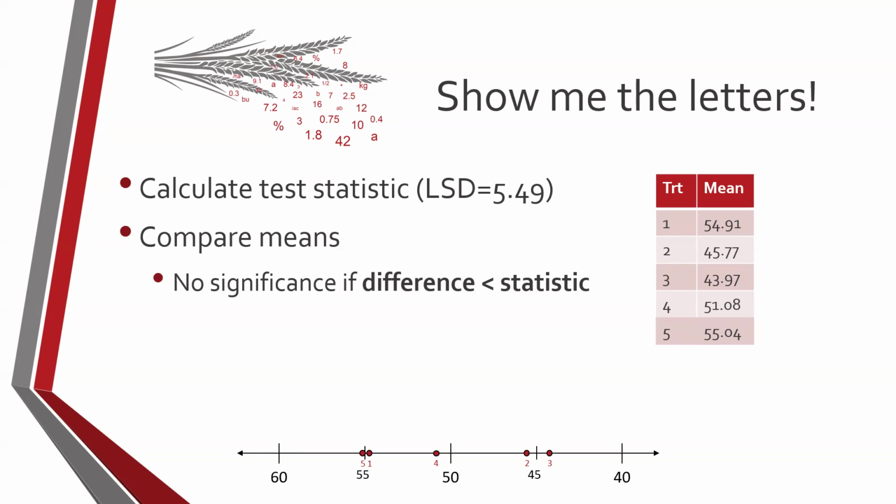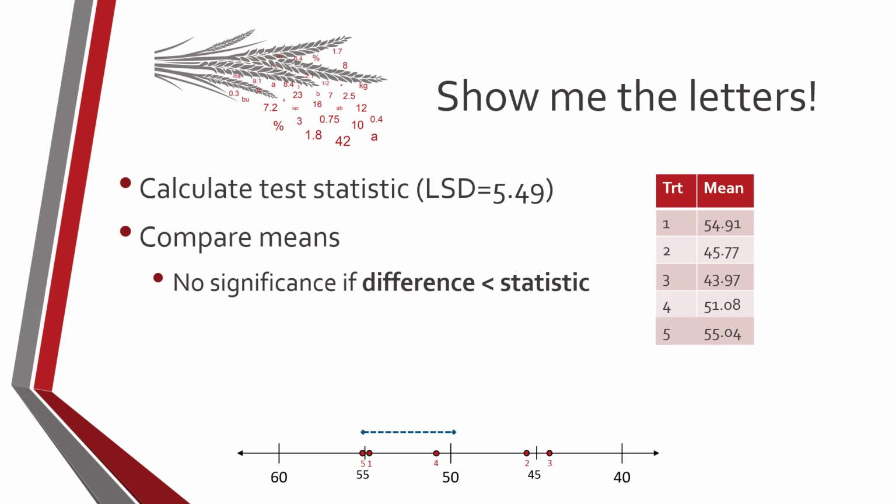To try to visualize this better here on the screen, we can use a number line. So I've got the number line here. I've just plotted out each of those red dots, each treatment mean here. And this LSD value or test statistic creates a range around each mean. And anything outside that range is significantly different according to that mean comparison test.